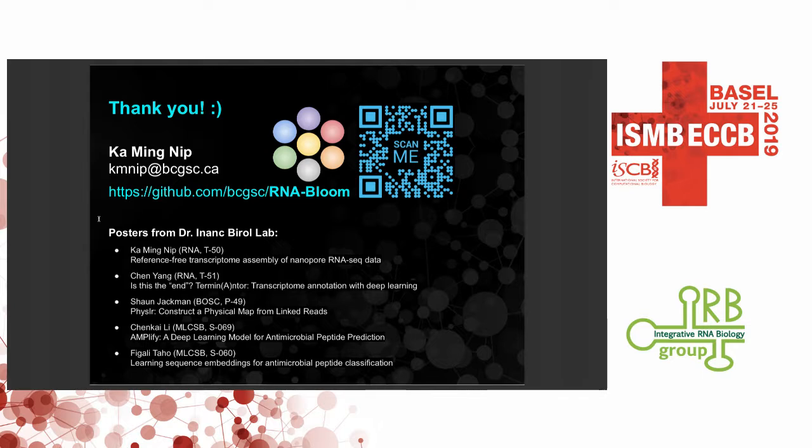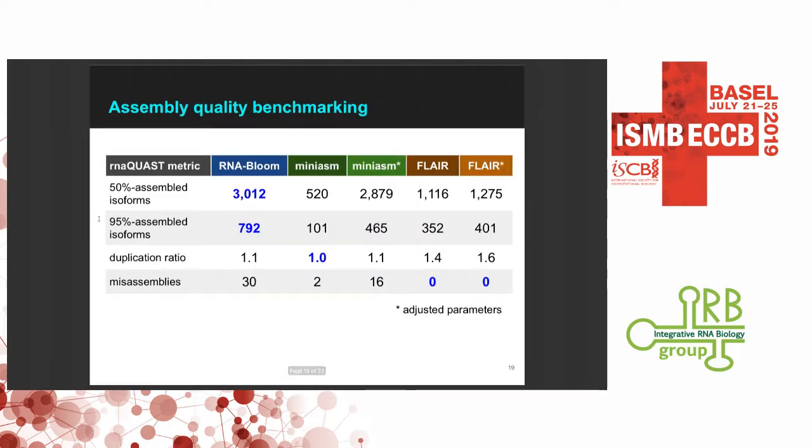Yeah, that's actually a very good point. If we look at this table, if we perform that overlap layout consensus step using the default parameters, like you said, all the alternative splicing events would be collapsed together. So I would have to adjust the parameters in Mini-ASM to make sure that it will generate the layout for the different isoforms.